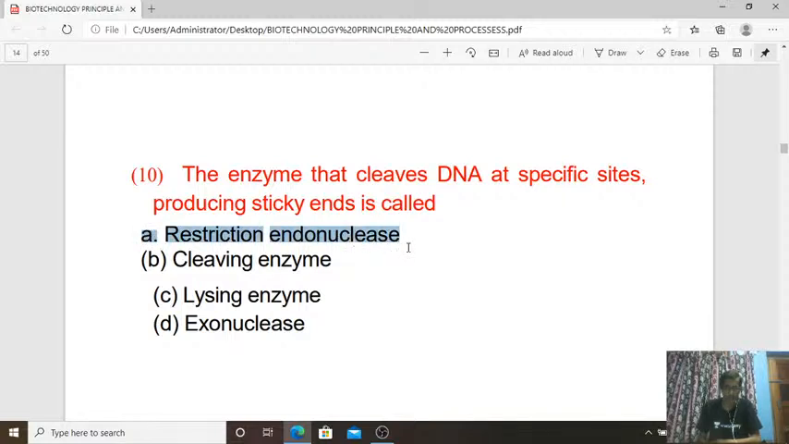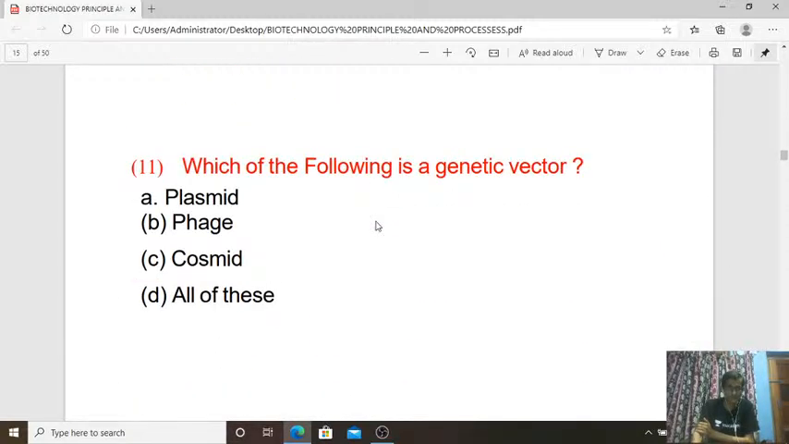If you have any doubt, you can ask. If you know the answer, you can give it in the chat box. So the answer for the 10th one, A is the answer.